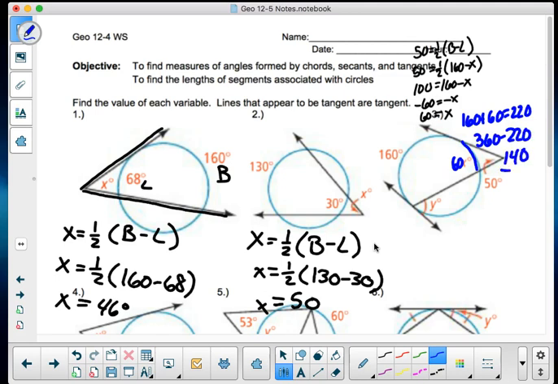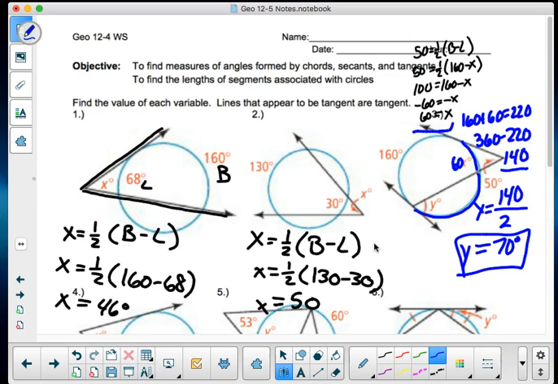And what's that 140 do for me? This is 140 degrees. And y is equal to half of the arc it intercepts. So 140 divided by 2 is 70. So my value for y is 70. My value for x was 60.